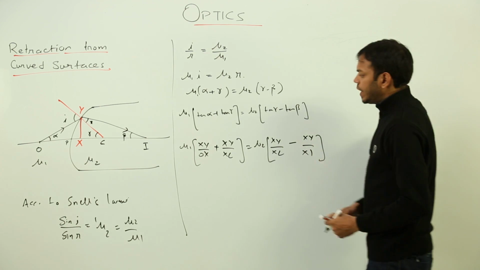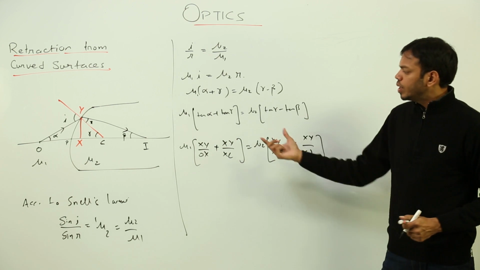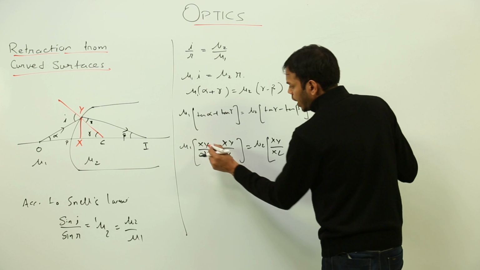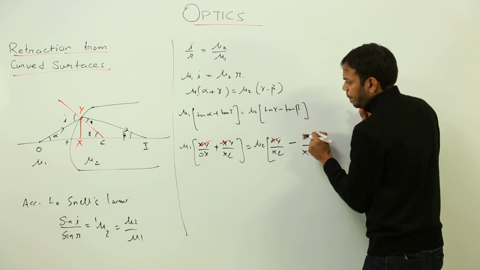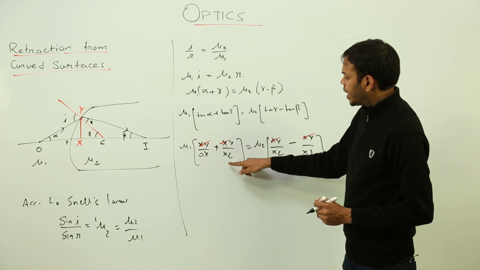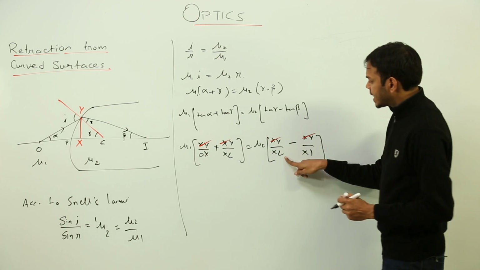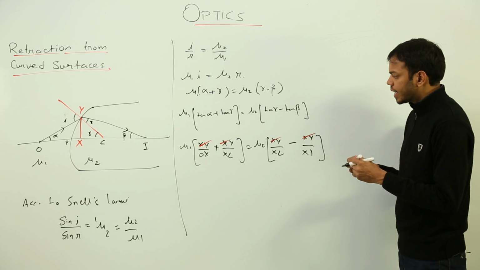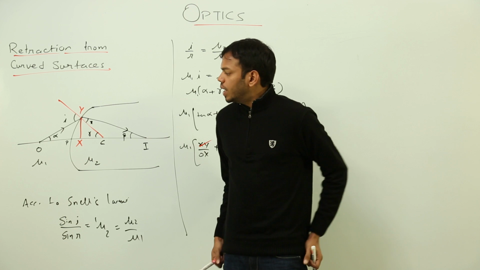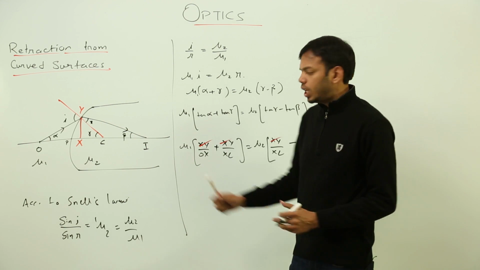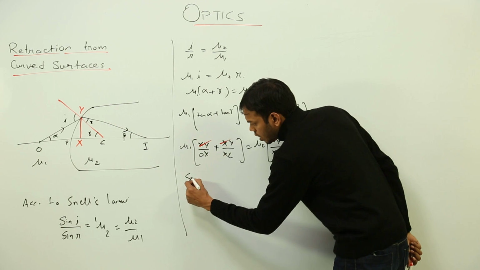So we can take the xy common out from both the sides and we can cancel it out. So I'll be left with mu1 upon OX plus mu1 upon XC, that is equal to mu2 upon XC minus mu2 upon XI, right? But since the aperture of this curvature is very small, you have to write this statement out.